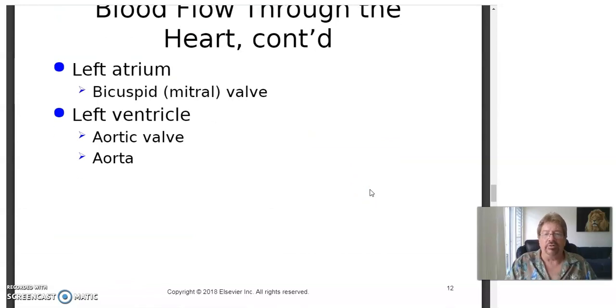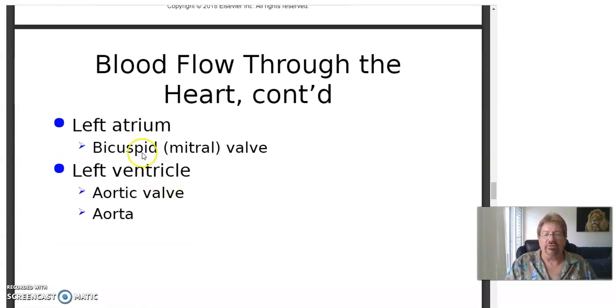The pulmonary veins empty into the left atrium. From the left atrium, the blood flows down through the mitral valve. See, they did it again. Into the left ventricle, and then out the aortic valve into the aorta and out to the systemic circulation.